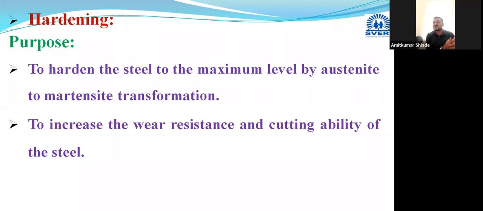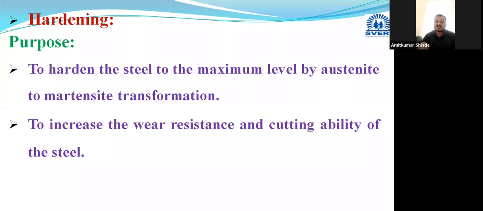Annealing and normalizing, we are conducting it to improve the ductility, machinability, and toughness of that material and to reduce the hardness. Okay, this is the main aim of annealing and normalizing. And what is the main aim of the hardening heat treatment process?